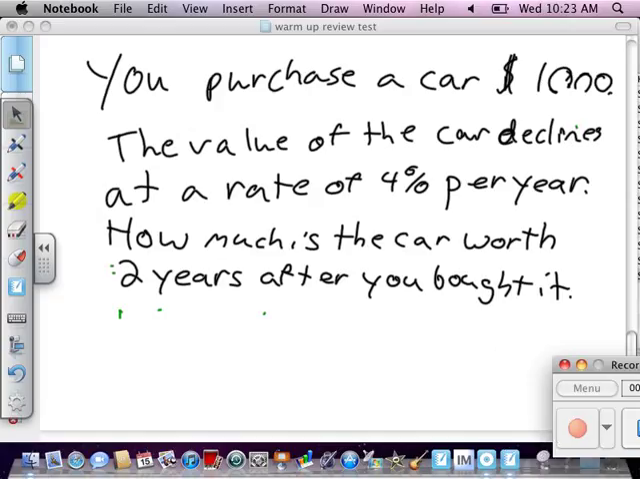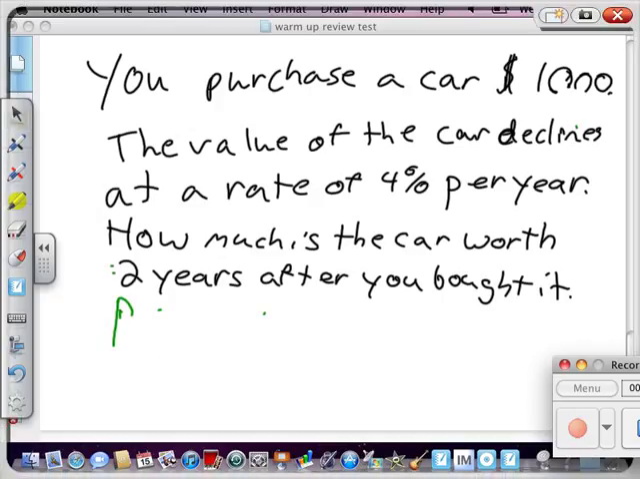First of all, is it a decline problem or a growth problem? Decline? Okay. So we know we use this equation. P times 1 minus R to the T. What is my P? What is my beginning value? 1,000. So this is the P. What is my rate? 4%. What is my time?